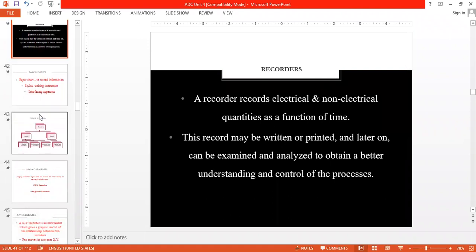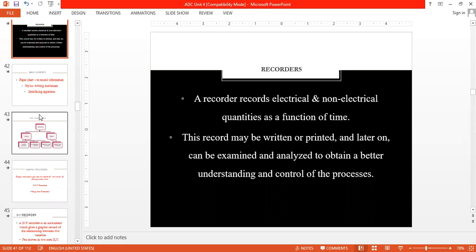That means if you measure some data from sensors or other devices, you have to store the data for analysis purposes. So we are only seeing the recorders in this chapter.